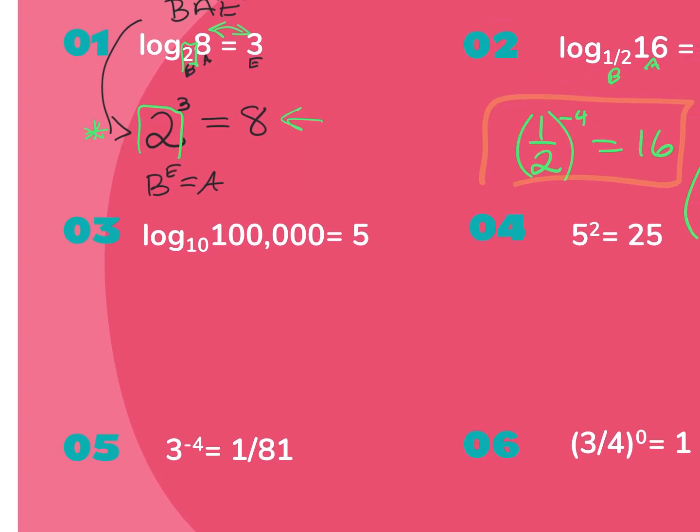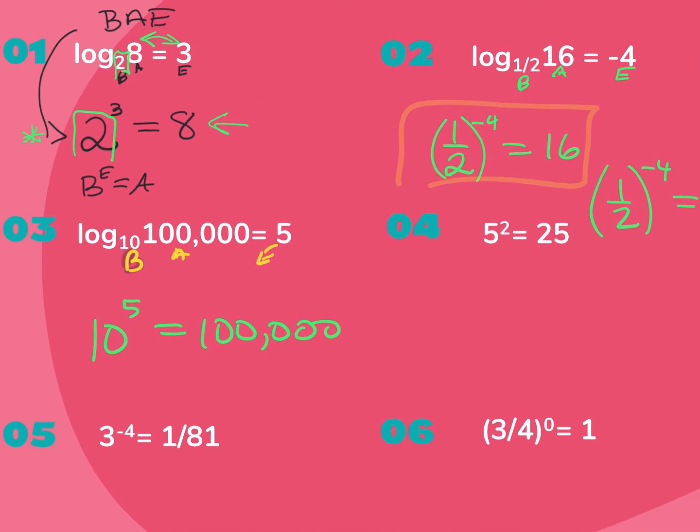The next one, again, all we're doing is switching forms here. So B, if I spell it out, B-A-E, and then again, I'll put it base, exponent, and then the answer. And again, 10 to the 5th power is 100,000. Let's try the next one.